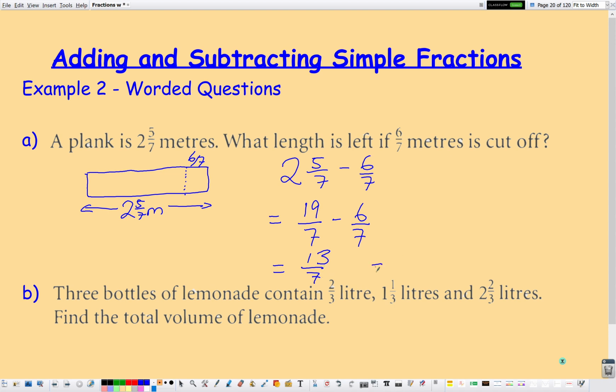How many times is 7 going into 13? Once, no, not twice, that would be too much. So it's once, which would be 7, and then there's 6/7 meters left over. So 1 6/7 meters.